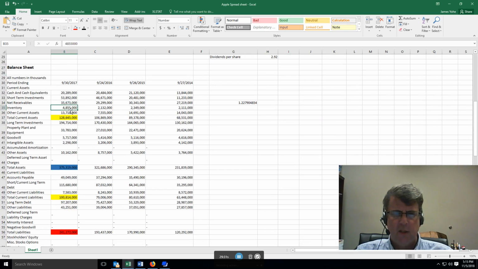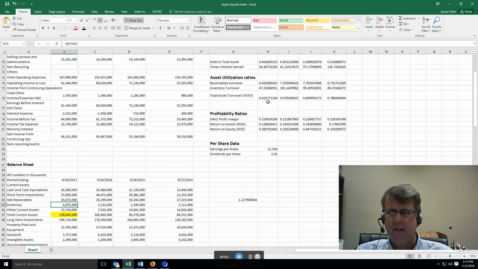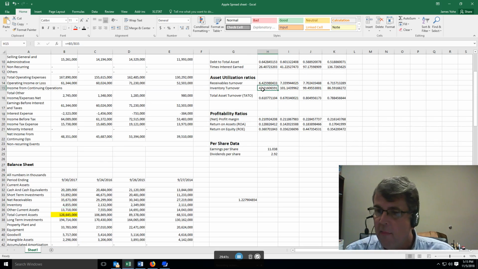Inventory is on the balance sheet. And this number is very high. But if you look, it's been much higher in the past, and now it's going down. That could be a sign of two things. One, maybe sales for iPhones and other things that Apple sells are slowing, and they're not turning the inventory over enough, but 47 times is a lot.